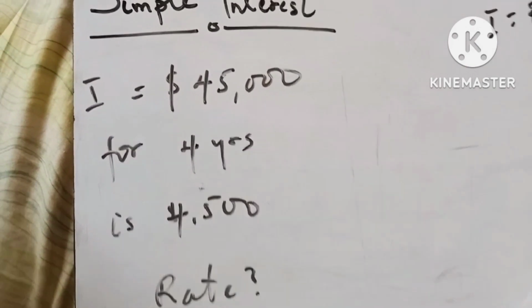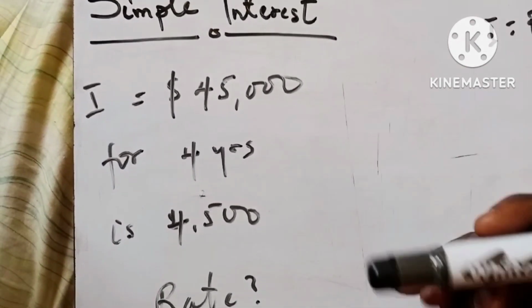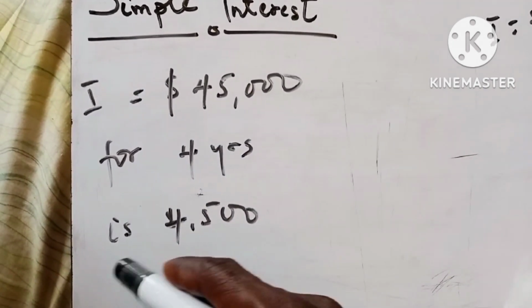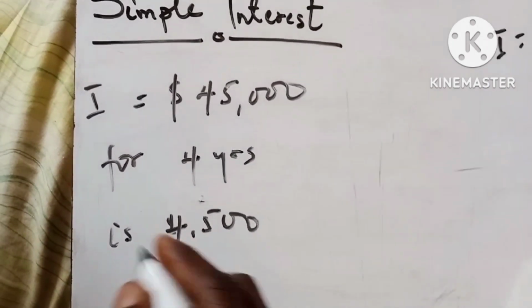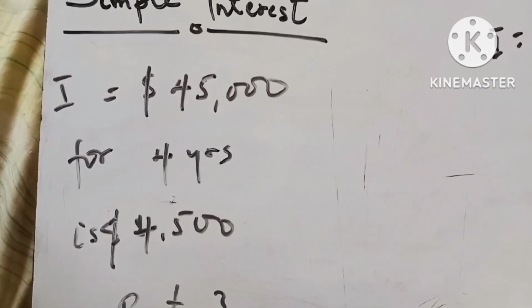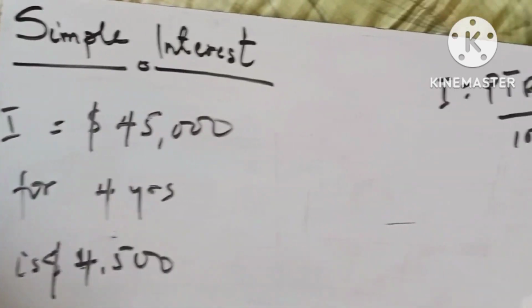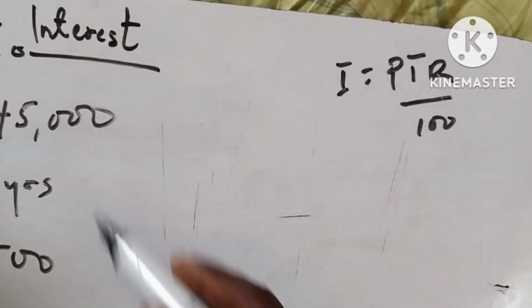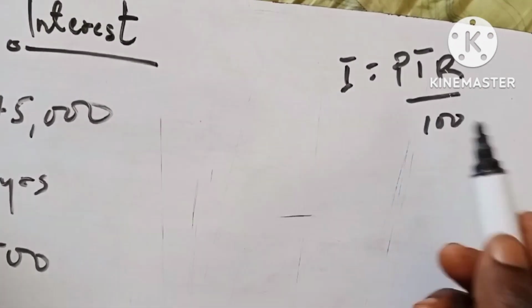Is that okay? So we are given this information: a simple interest on $45,000 for 4 years is $4,500. So this is an amount of $4,500. So you want to calculate the rate. Don't bother yourself; all that you have to do now is master this definition. The key here is just to plug in and do the algebra.